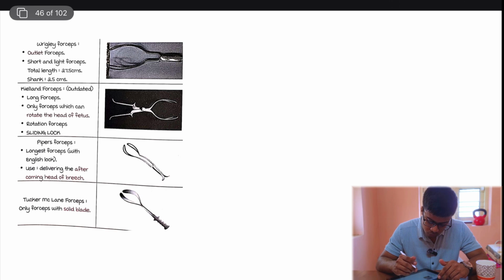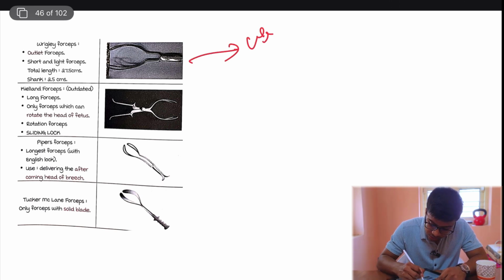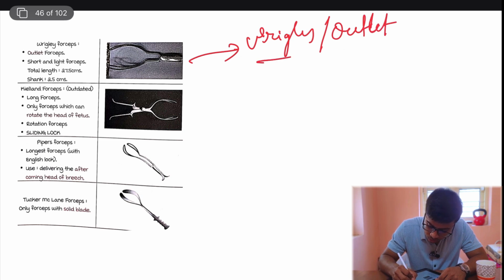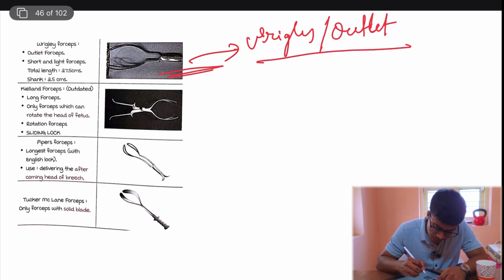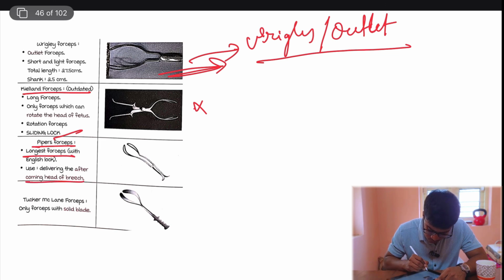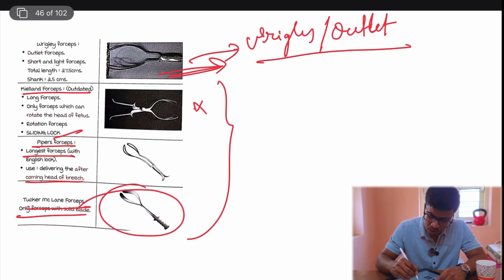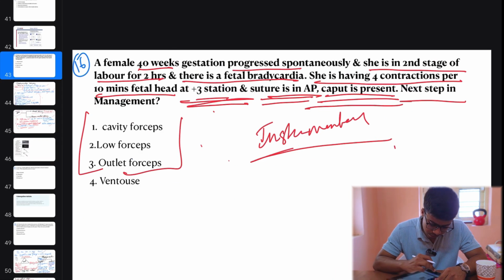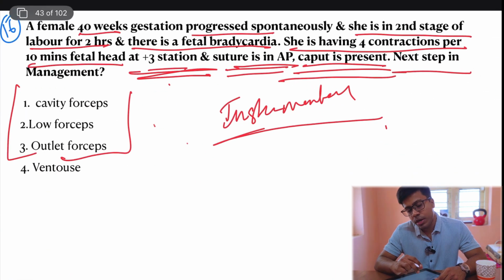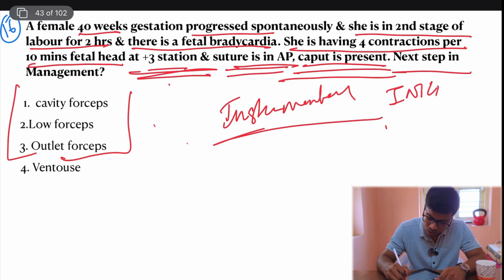These are 4 forceps. From these, Wrigley's or outlet forceps is asked many times. Then we have Kielland forceps, which is outdated and has a sliding lock. Then we have Piper forceps, the longest forceps, used for the aftercoming head in breech presentation, and Tucker-McLean forceps, the only forceps with a solid blade. These we don't use. The remaining is the outlet forceps. I have taken this question because during my exam also there was a question regarding outlet forceps, and recently this question was also asked in INICET. So outlet forceps is the answer.